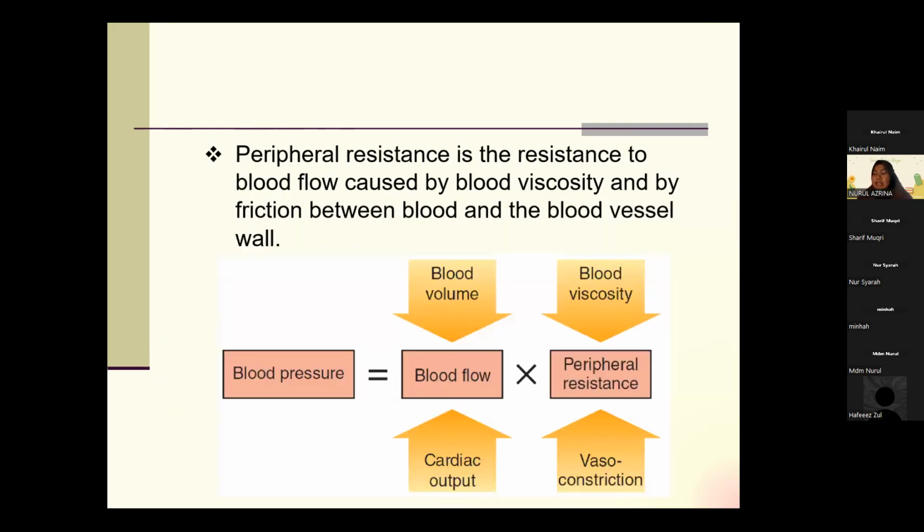Okay, and then next, number 3 is peripheral resistance, halangan. Peripheral resistance is the resistance for the blood to flow. It is caused by rintangan ataupun halangan untuk blood flow. Disebabkan oleh satu, blood viscosity, kepekatan darah. Ada orang darah dia a little bit pekat. Kenapa? Jumlah air in the blood plasma a little bit low.